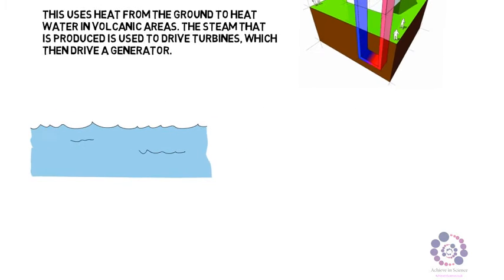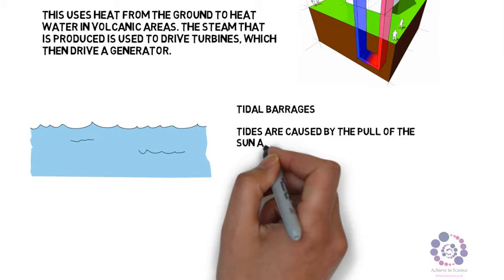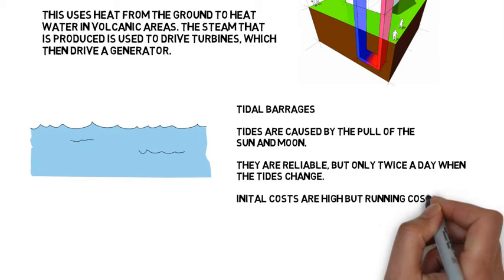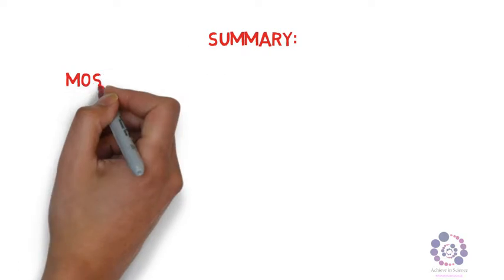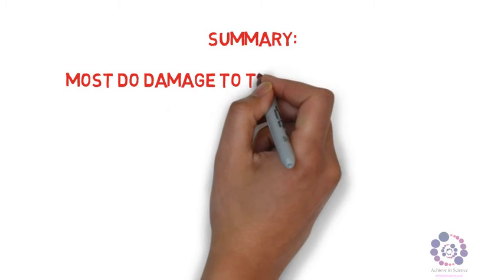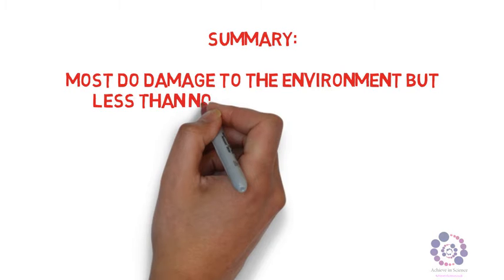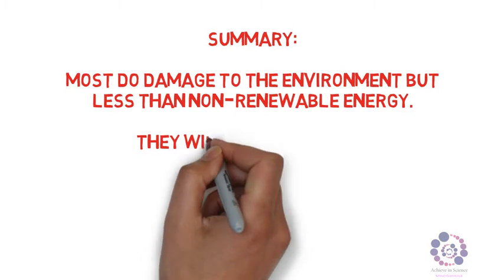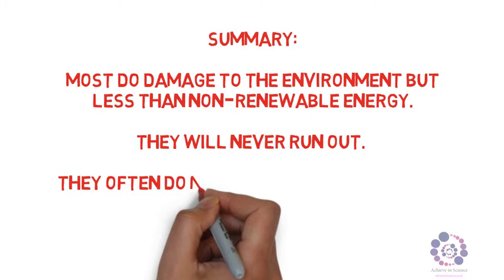Then we have tidal barrages. Tides are caused by the pull of the sun and moon. They are reliable, but only twice a day when the tides change. The initial costs are high, but running costs are low. So in summary, most do damage to the environment, but less than non-renewable energy resources. They will never run out. They often do not provide as much energy as non-renewables, and they often depend upon the weather.